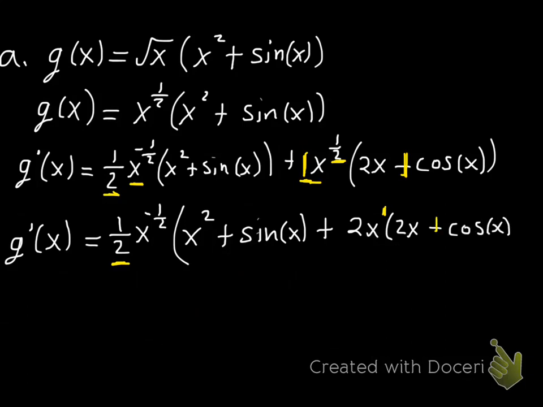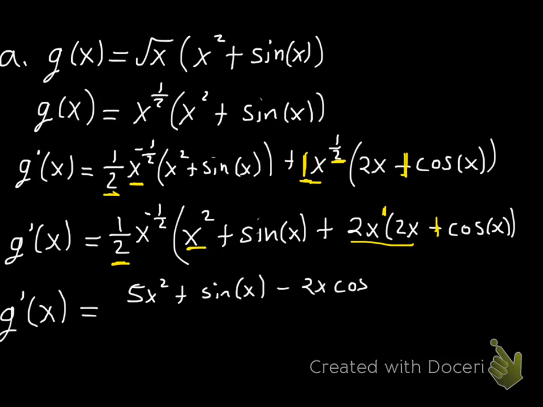Again, sorry about that. This should be a cosine, not negative cosine. Okay. All right. So let's clean this up a bit. What's going to happen here is we got x squared, and then the 2x times 2x will be 4x squared. So the x squared plus 4x squared is 5x squared plus a sine x, and it should be plus 2x cosine x when we distribute. All over a denominator of 2 square root of x.